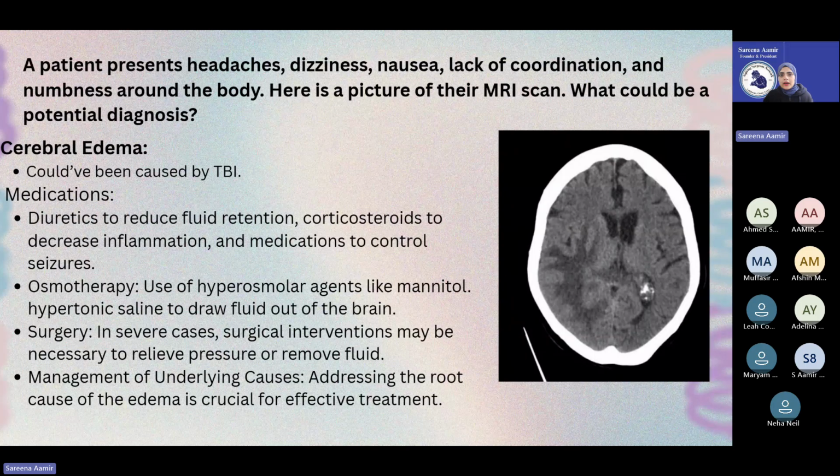Maybe the patient doesn't have the capacity to undergo a surgical intervention, so they would be limited to the diuretics and osmotherapy. But if they can and they don't really have any comorbidities, that means any other health conditions, and they're fit enough to survive the surgery, then the surgical intervention would be a better choice, especially if the cerebral edema is quite impactful.